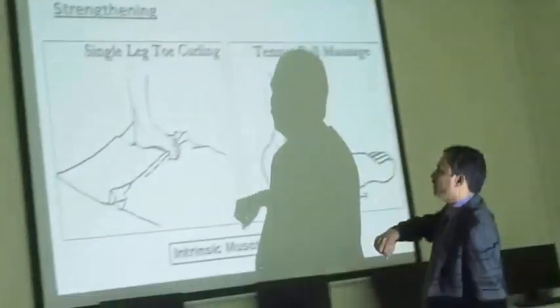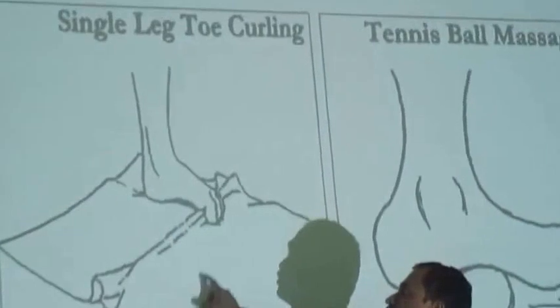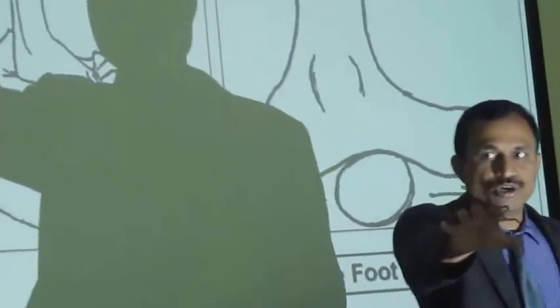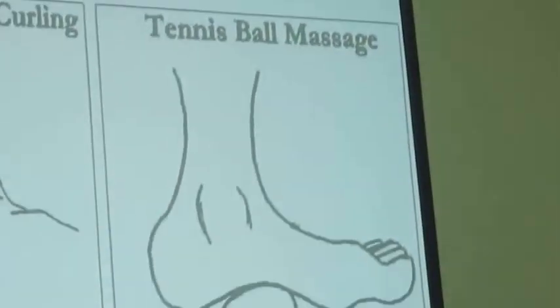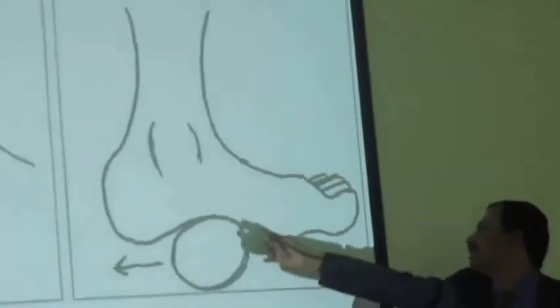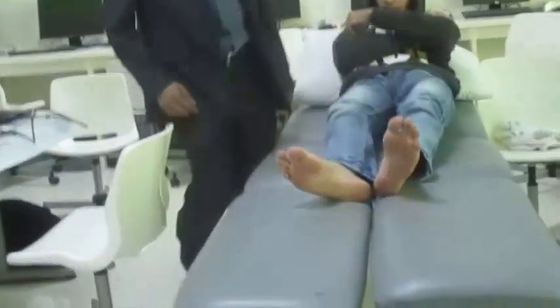Then strengthening can be done like the single leg, toe curling, right? So toes, pulling some cloth, the toes pulling. Toe has to pull the cloth. Then tennis ball massage. So intrinsic muscles of the foot. So using the tennis ball and rolling front and back, tennis ball massage. So manual therapy to calcaneum, talocalcaneal joint. So here, come here.